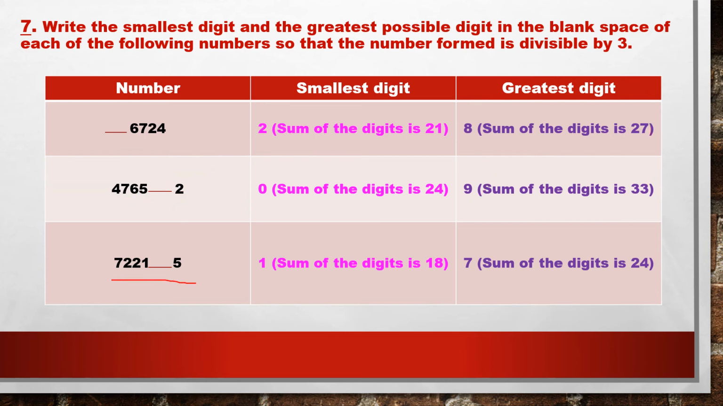Add these digits. 7 plus 2 is 9, 9 plus 2 is 11, 12, 12 plus 5 is 17. Okay, what is the smallest possible number after 17 which is divisible by 3? It is 18. It means we should add 1 to this 17. So I'll get 18, which is divisible by 3. So I can place 1 here. Now we'll check for the greatest one.